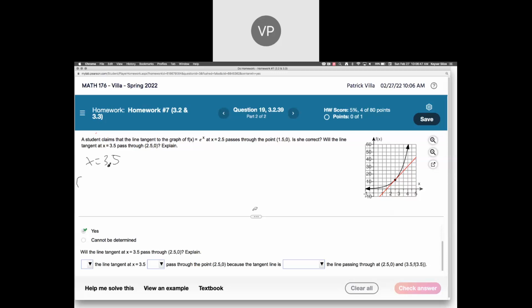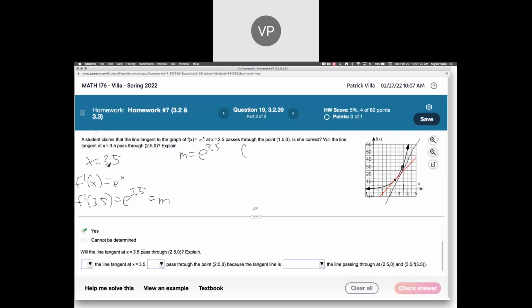Now I'll remember from earlier, the derivative was this. Therefore the slope of that new tangent line at 3.5 is e to the 3.5. That's the new slope. And it makes sense because as you go a little further, 3.5 is right around here. Notice the tangent line is going to be a little steeper. So that's why you have a steeper slope right here.